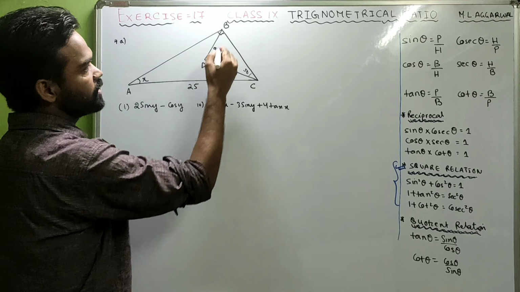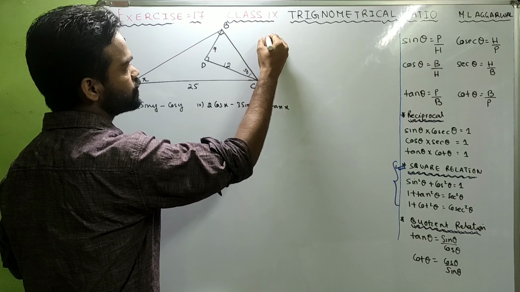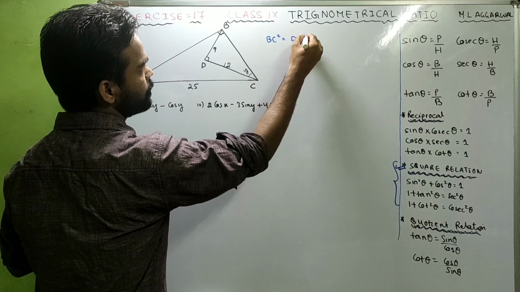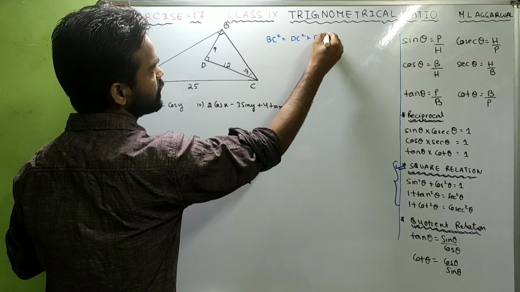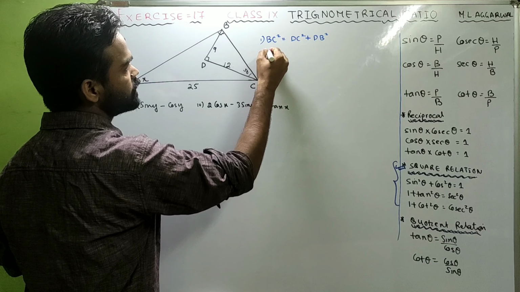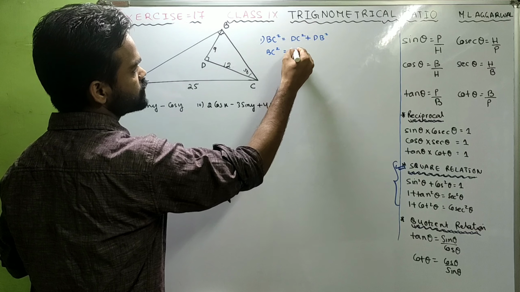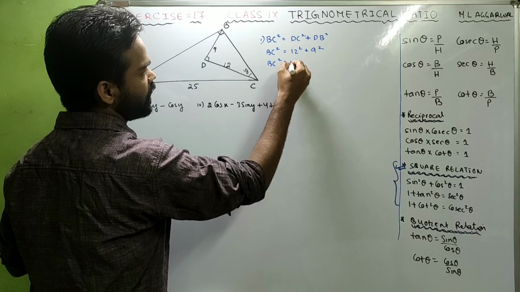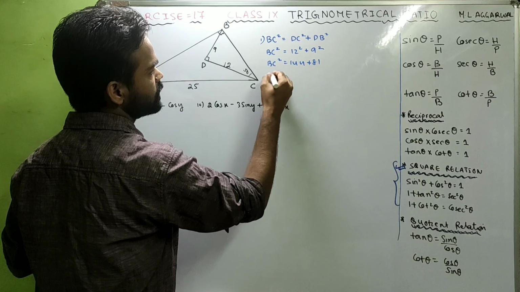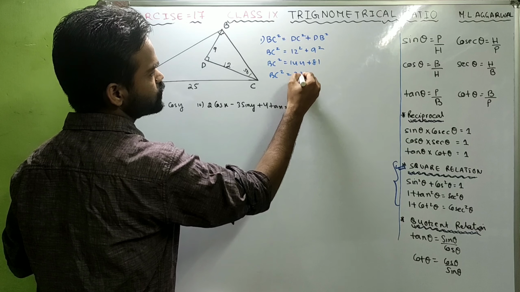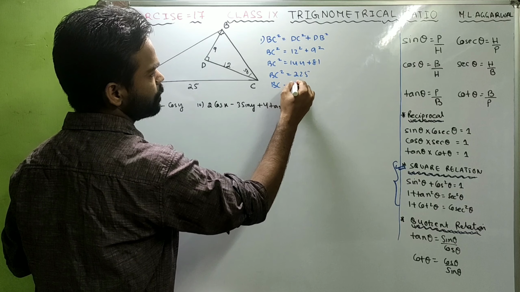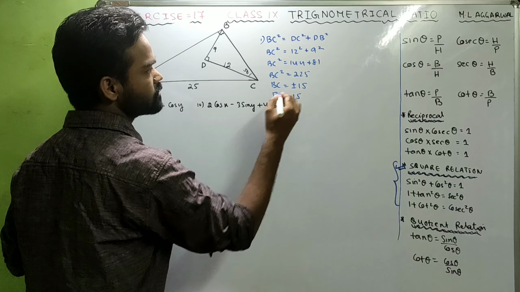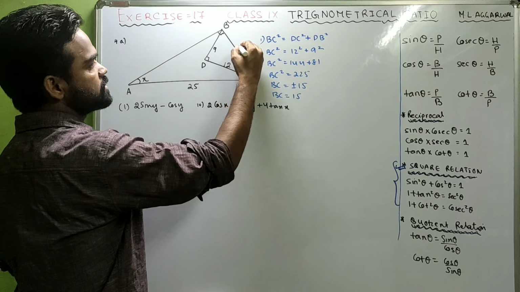Look at this triangle BDC. Over there, BC is the hypotenuse, so the hypotenuse square is the base square plus perpendicular square. Can we write this? Which means BC square is 12 square plus 9 square, that's BC square is 144 plus 81. So your BC square is 225. Again, BC will be plus minus 15, but we need to take the positive sign. So this is 15.